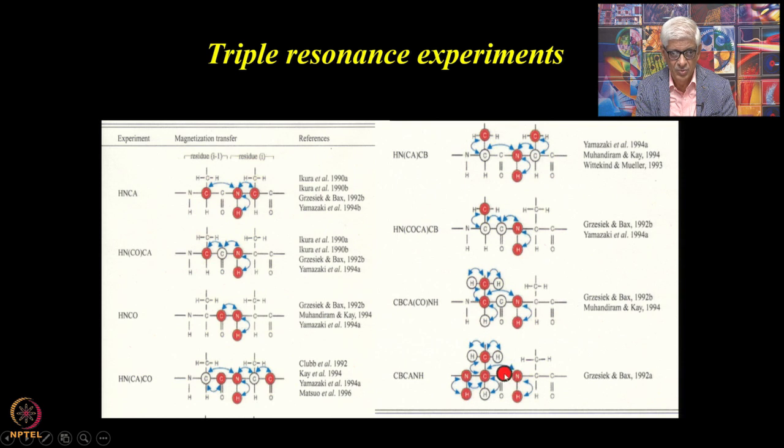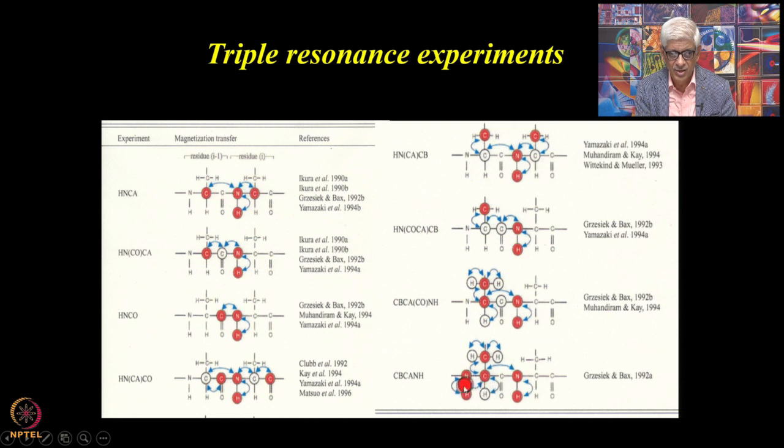So you have this one coming once again, it goes through the same pathway, from here to here, here to here, and you can also go from here to here, or you can go from C beta to this, then from here you can go here. So these are all out and back pathways, and from here you start from the C alpha, you go to this nitrogen as well.